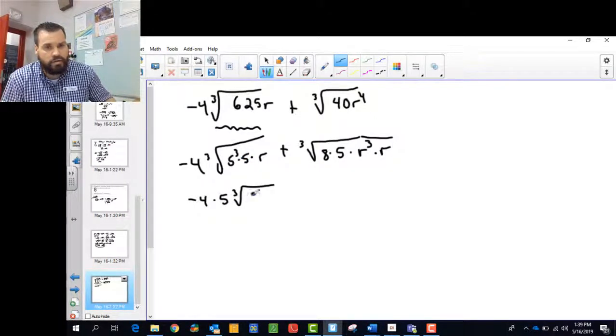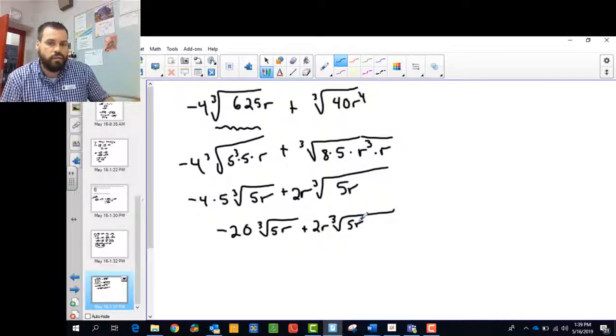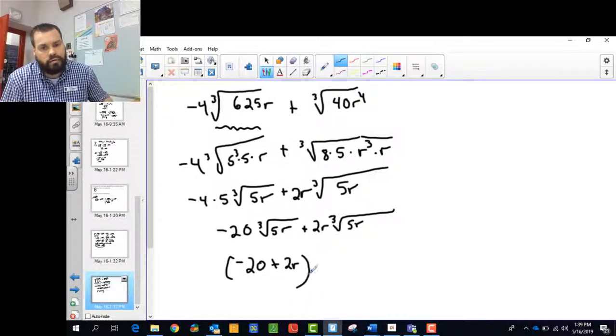So we get 5r left in here. And then 8 is 2 cubed, so we get 2. And r cubed, we divide that by 3 to get r. And it's the cube root of 5r. And then we have minus 20 cube root of 5r plus 2r cube root of 5r. So then we add those together. Now, the odd thing about this particular one is that you can't actually add them together. So you can write it like this, and then write cube root of 5r. And we're done.